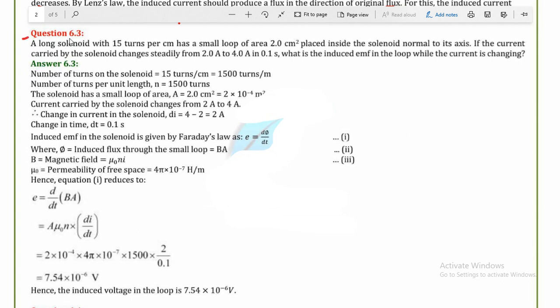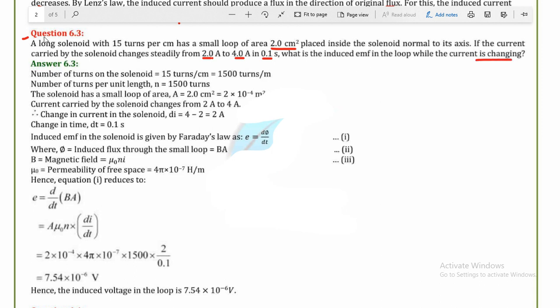Let's see question 6.3. A long solenoid with 15 turns per centimeter has a small loop of area 2 cm square placed inside the solenoid normal to its axis. If the current carried by the solenoid changes steadily from 2 ampere to 4 ampere in 0.1 seconds, what is the induced EMF in the loop while the current is changing?